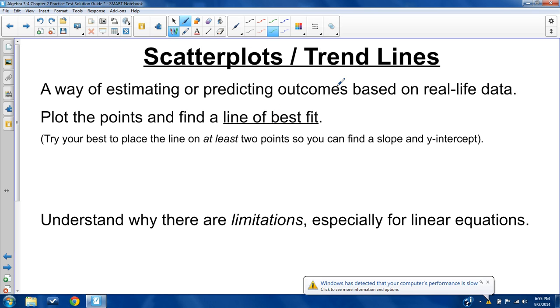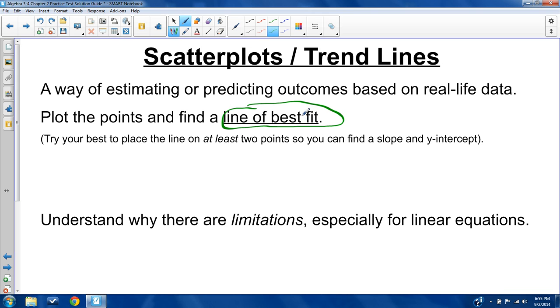Now, not everything fits on a perfect line, so we're going to plot the points and find a line of best fit, meaning our line best relates to something because it's something that's trending. Meaning if both things go up or whatever else, they seem to form a pattern. When you draw that line, you're going to try your best to place the line on at least 2 points. You can find a slope and y-intercept. I'll explain that as I do it. You're going to understand why there are limitations.